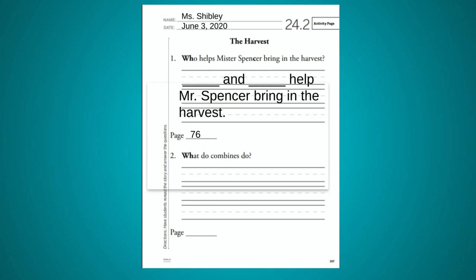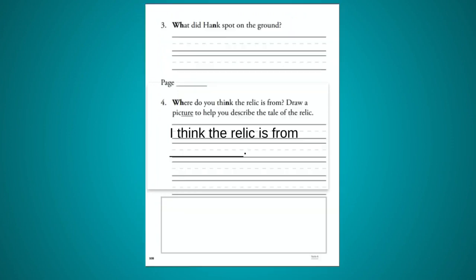Number 2, what do combines do? Combines are used to cut down blank. What are combines used to cut down? You can go back and reread on page 76, or you can look at the picture to see what the combine is cutting. Both of those are skills that great readers do to answer questions. Turn the page.